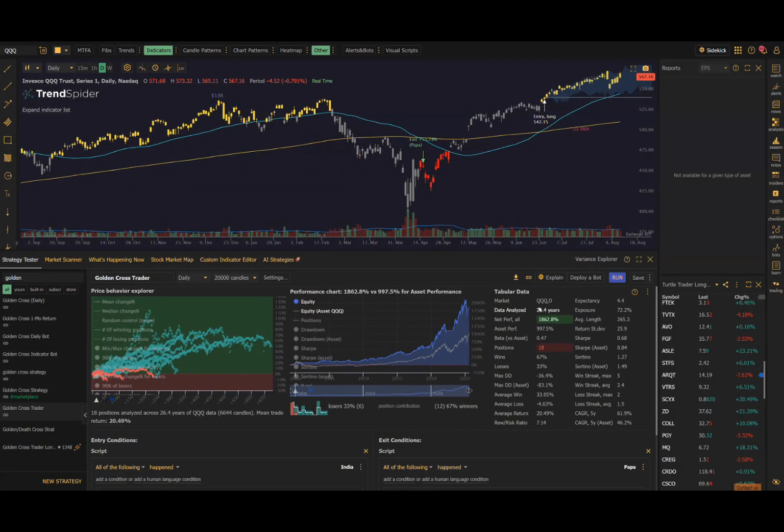And of course, down here, you get to see all the strategy metrics. For example, the net performance of the Golden Cross, this specific strategy on QQQ, did 1,800% compared to just holding QQQ, which did just under 1,000%. Shows you how many positions you had. The win percentage was 67%. Max drawdown was only 36% versus the asset, which was 83%. It shows you the CAGR, Sharpe ratios, all that stuff.